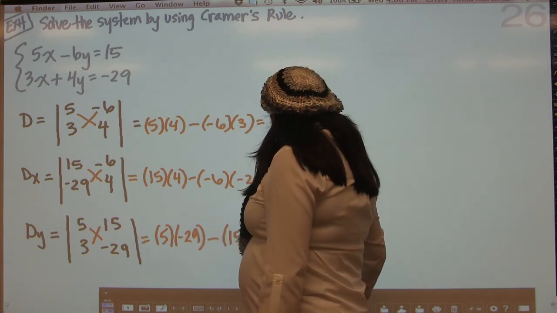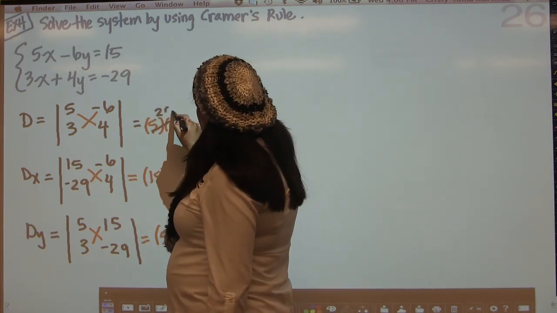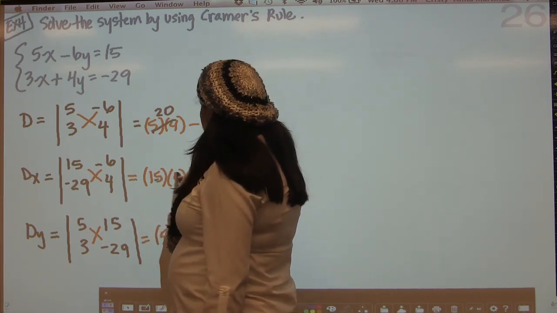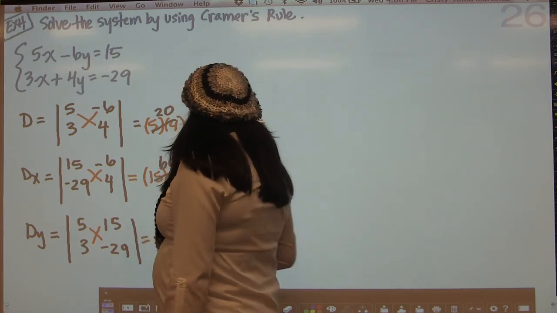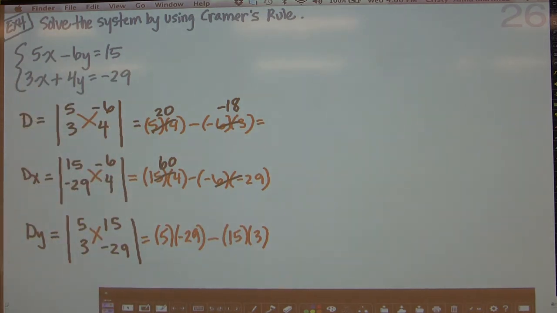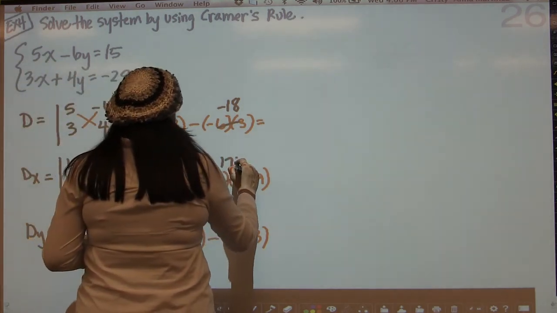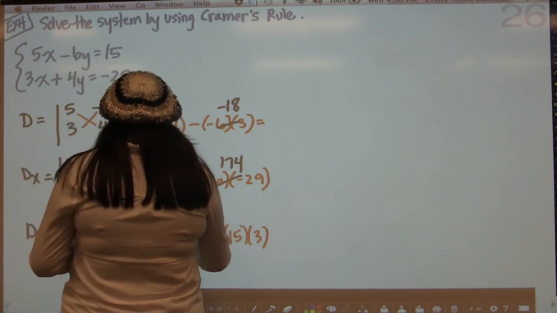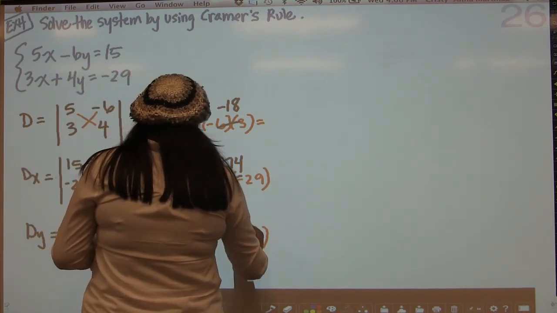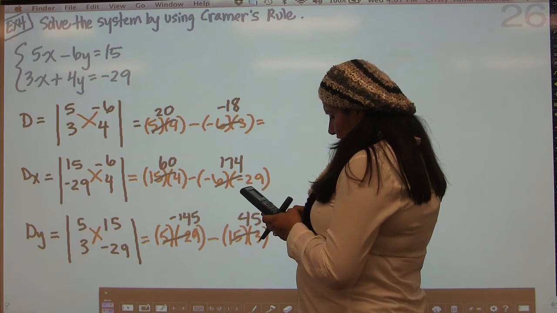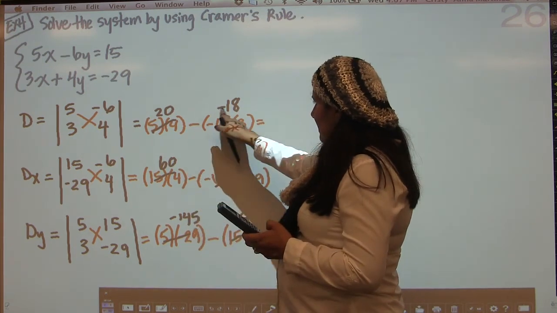So 5 times 4 is 20. -6 times 3 is -18. Over here, 15 times 4 is 60. And a -6 times a -29 is going to be a positive 174. And then 5 times -29 is -145. And 15 times 3 is positive 45. So now we're going to get 20 minus -18. So be careful, it's a minus -18.